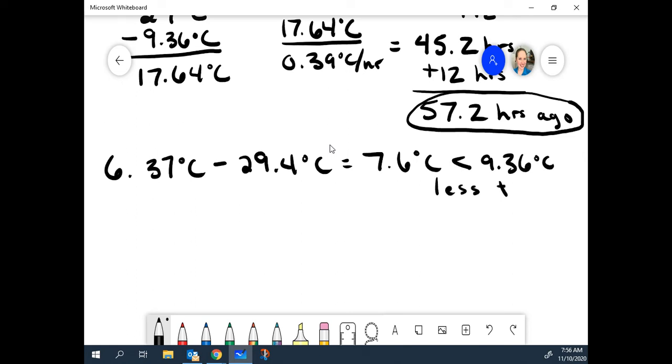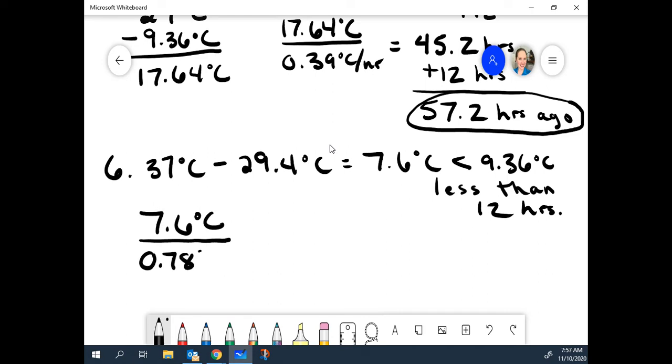So this is a less than 12 hours problem. So we're not going to do that extra step that we were doing in the other question. So this time we put 7.6 degrees Celsius and go straight to dividing it by the rate. But we have to use the rate that goes with the first 12 hours, which is 0.78 degrees Celsius per hour. And what does that come out to be? Do you get 9.74? So we got 9.74 hours ago.